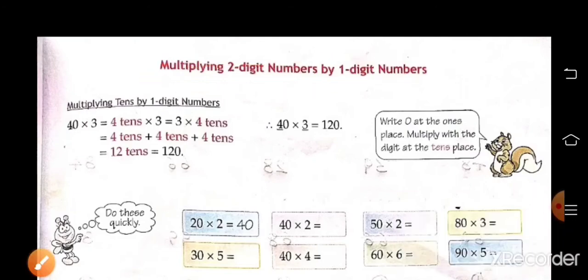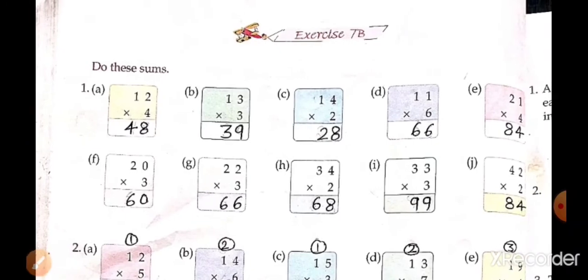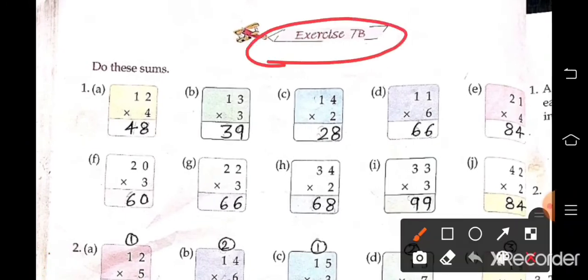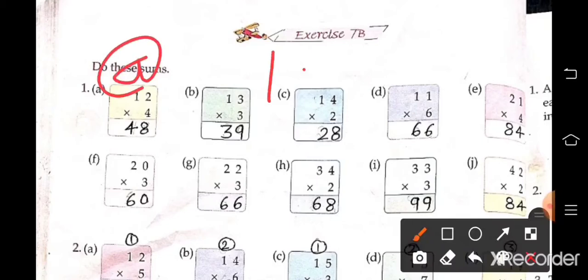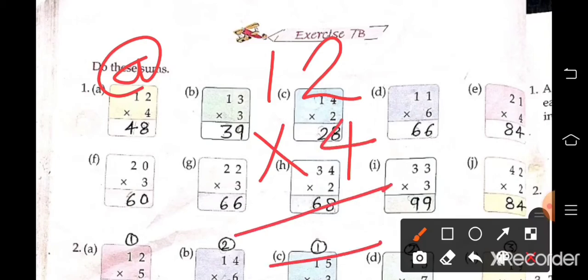Okay. So now the exercise is exercise 7b. Do these sums. First question, A part, 12 multiply 4. Okay, 12 is 2-digit number and 4 is 1-digit number. Okay, so multiplying 2-digit numbers by 1-digit numbers.